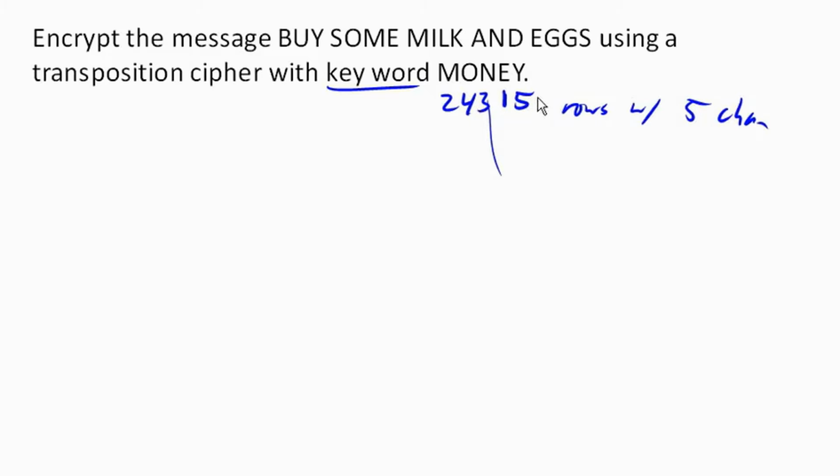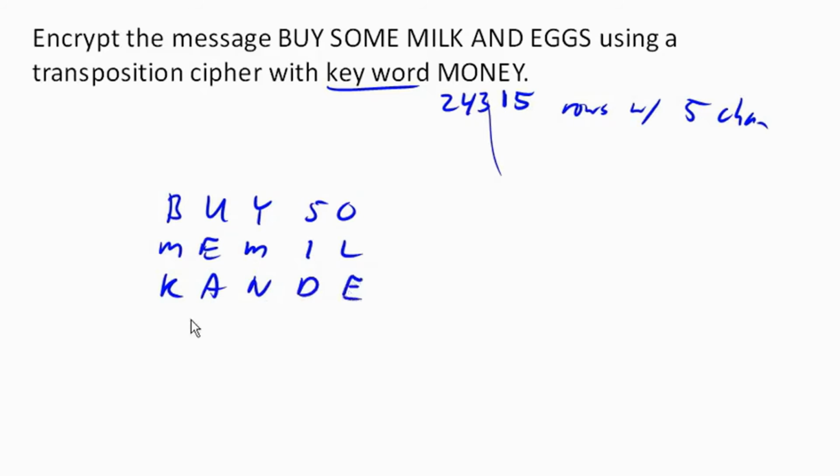So we're going to start out by writing our message in rows with 5 characters each. So that's buy some milk and eggs. And then we're going to need to pad this with a couple characters.